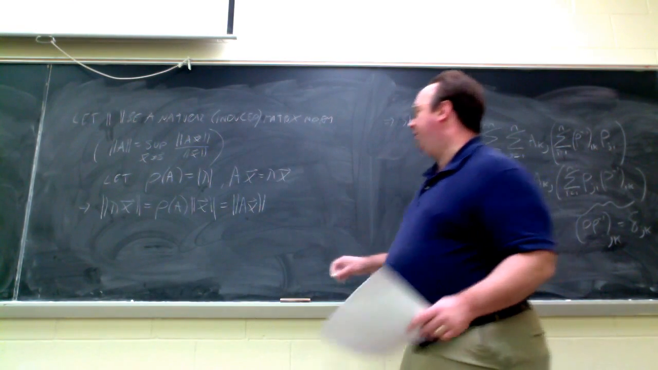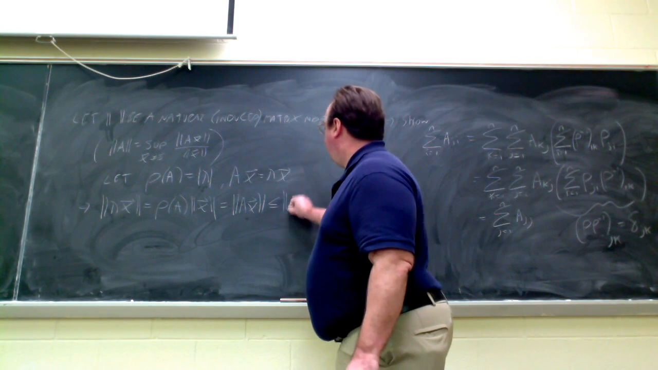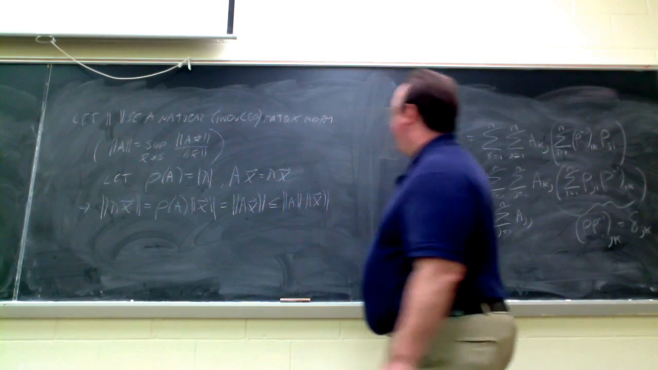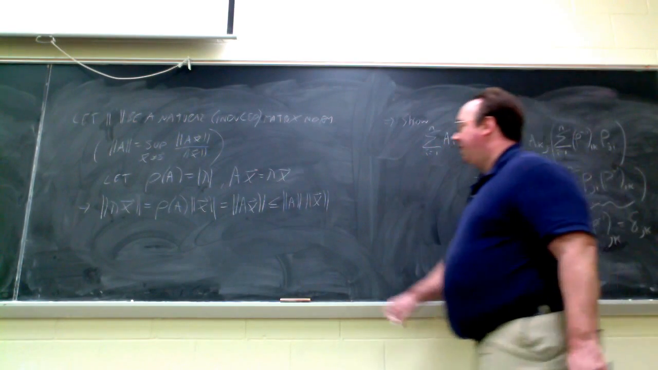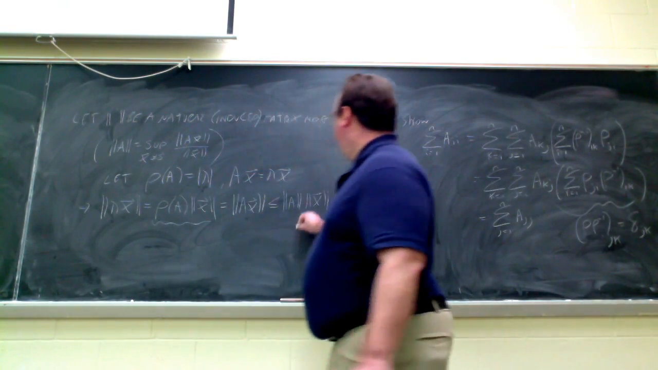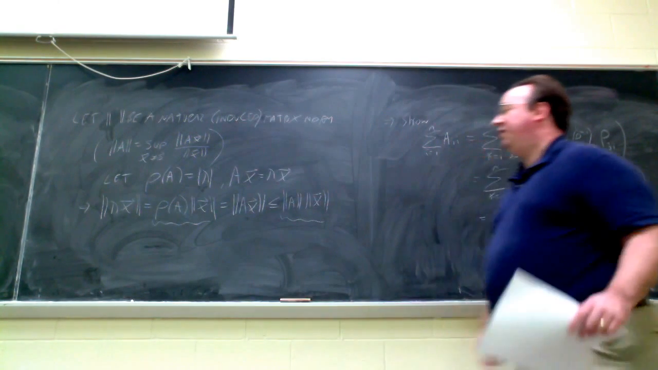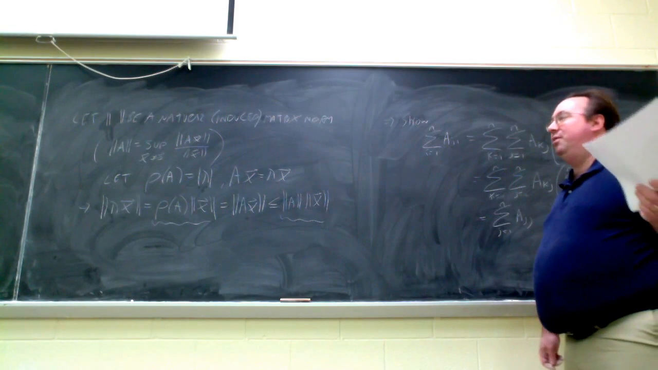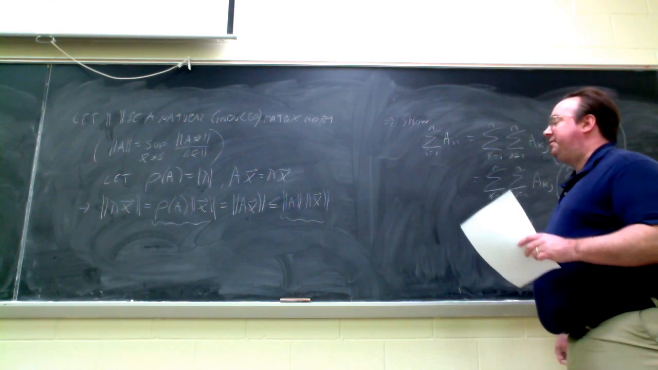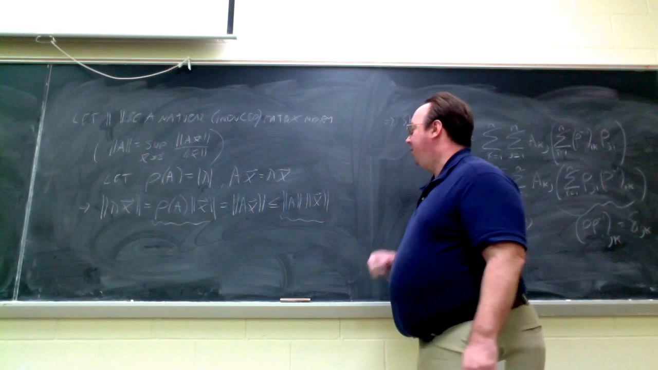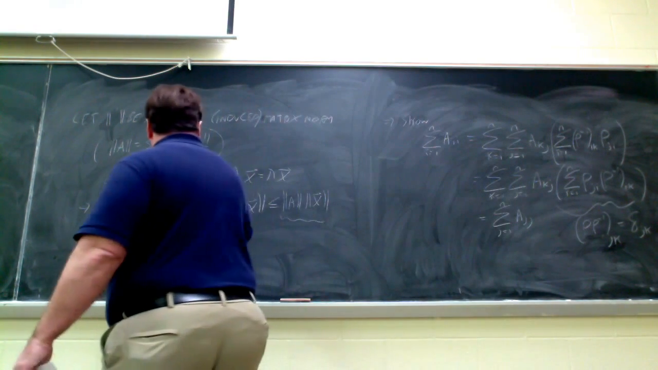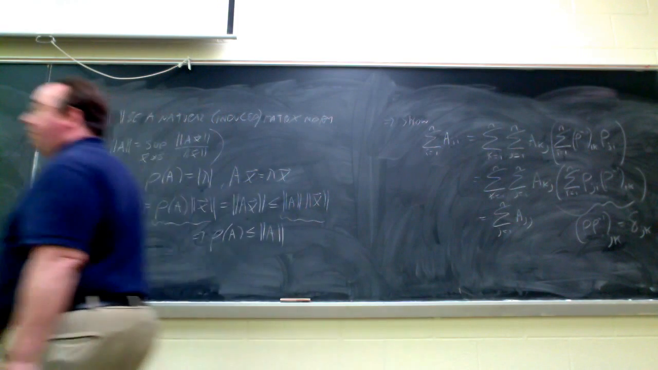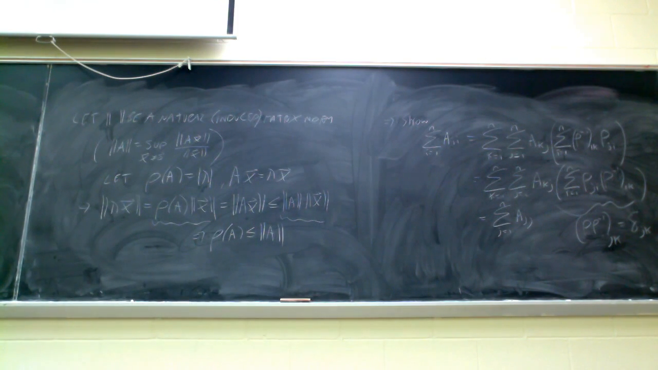But now I use the submultiplicative property. This is less than or equal to the norm of A times the norm of X. So now, if I compare this expression with that expression, the left one is less than or equal to the right one, and X is not 0. So I can cancel the norm of X on both sides, and I get the spectral radius is always less than or equal to any induced norm of A.